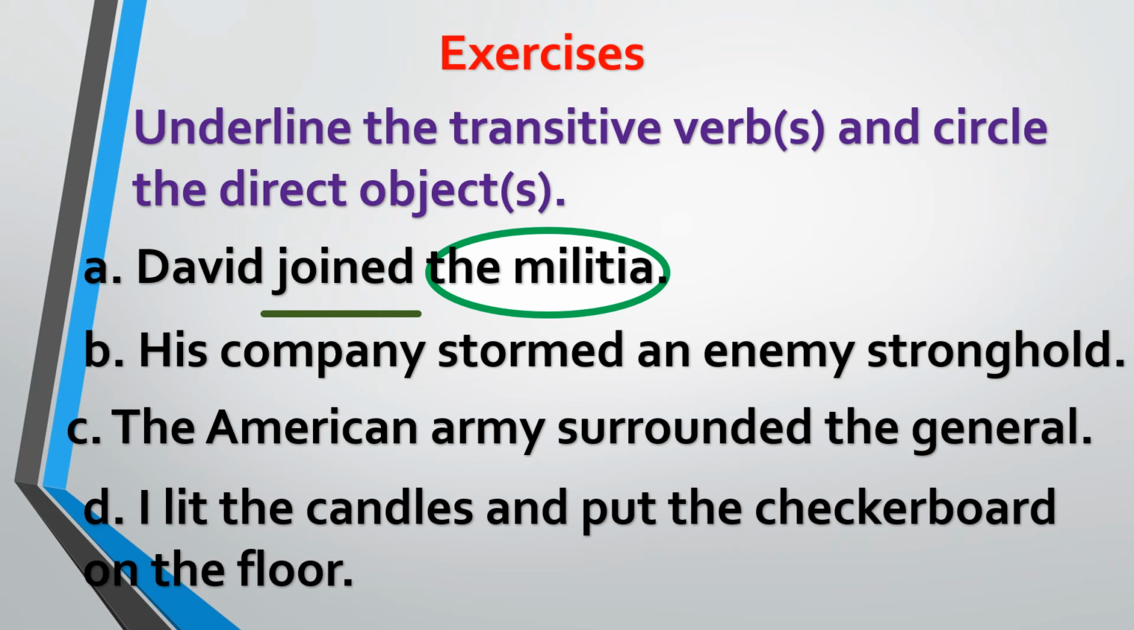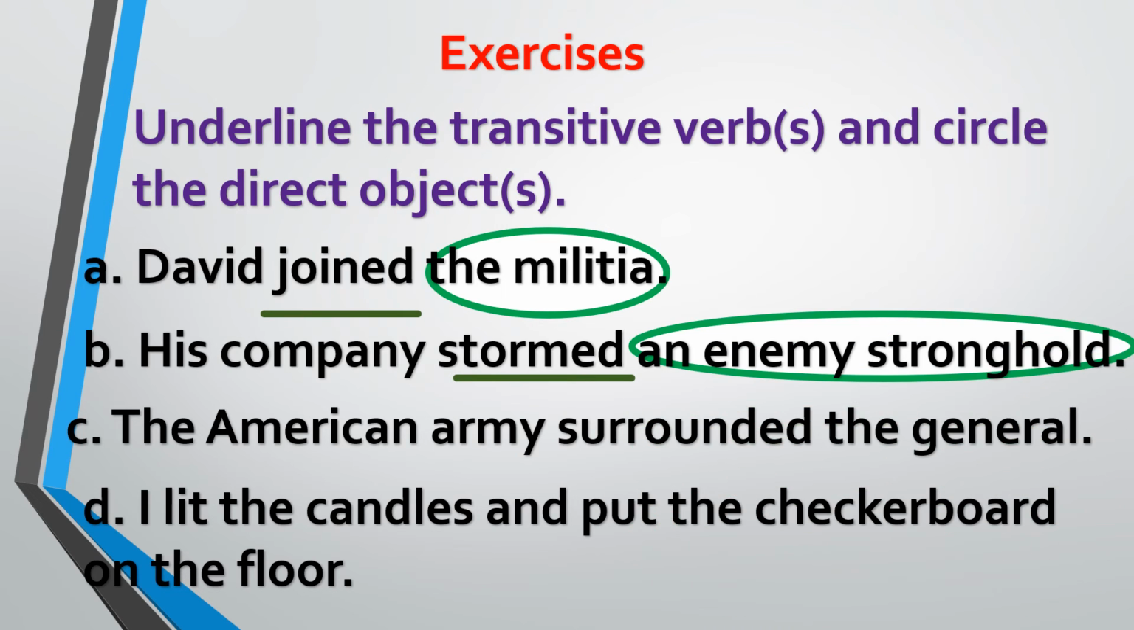Letter B, his company stormed an enemy stronghold. So his company is the subject here, stormed is the transitive verb because it's an action verb and it has a direct object which is an enemy stronghold. Letter C, the American army surrounded the general. So the subject here is the American army. The action verb here is surrounded. It is a transitive verb because it's an action verb, and the general here is the direct object because it receives the action.